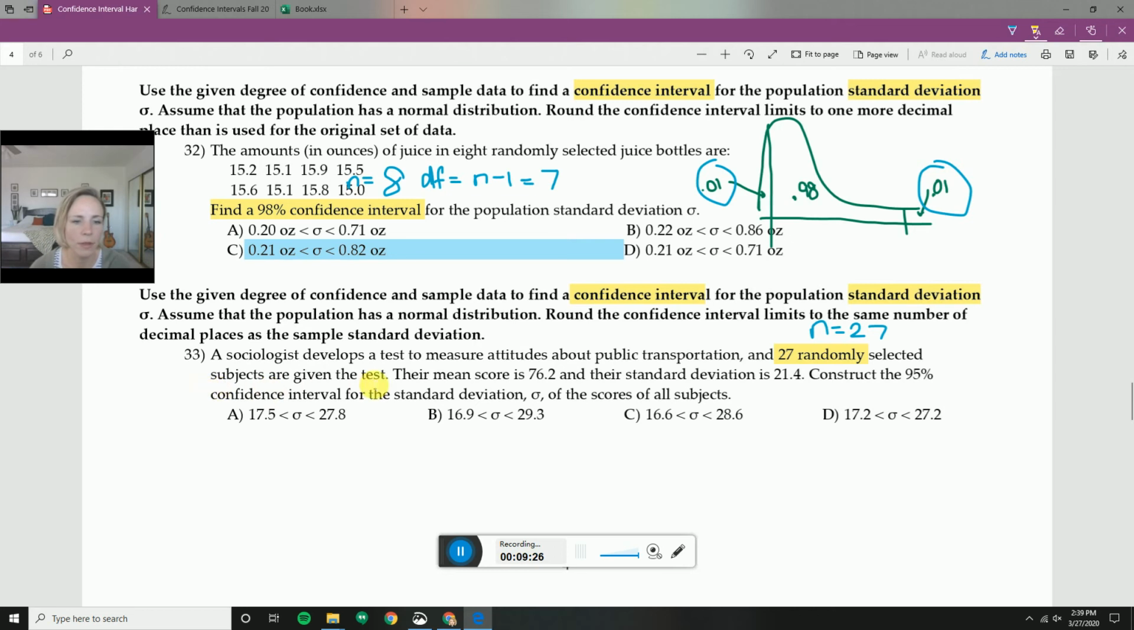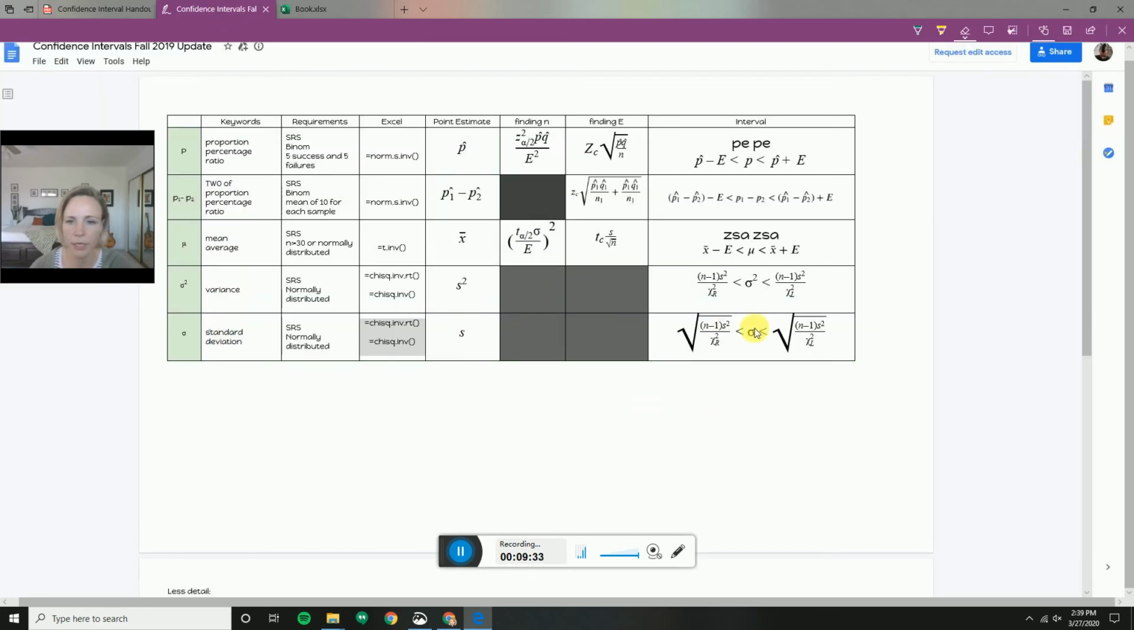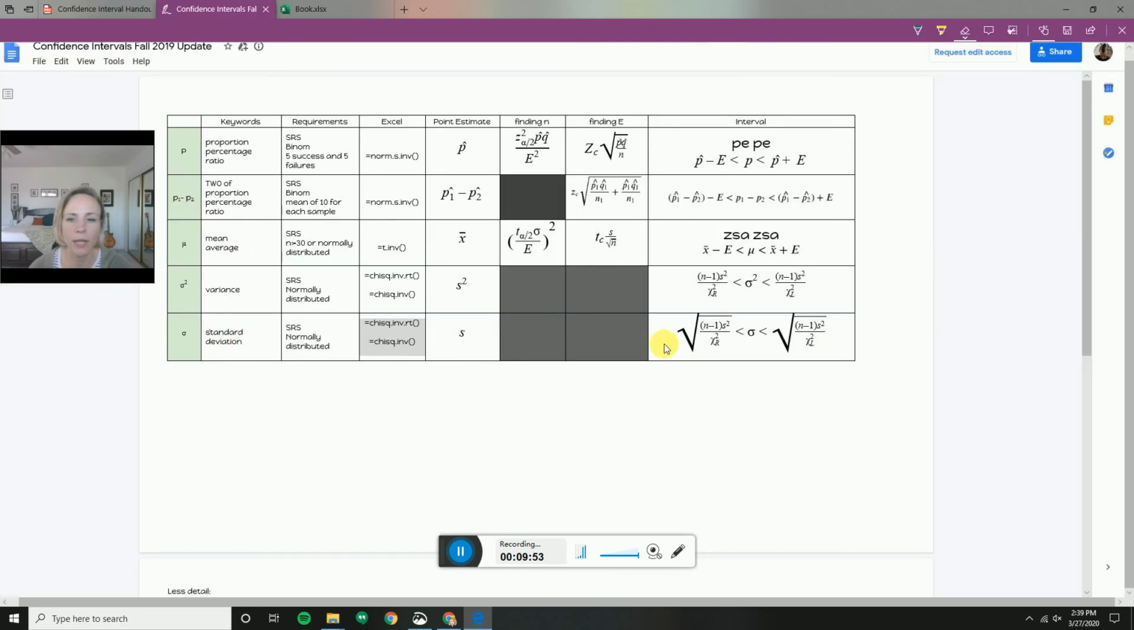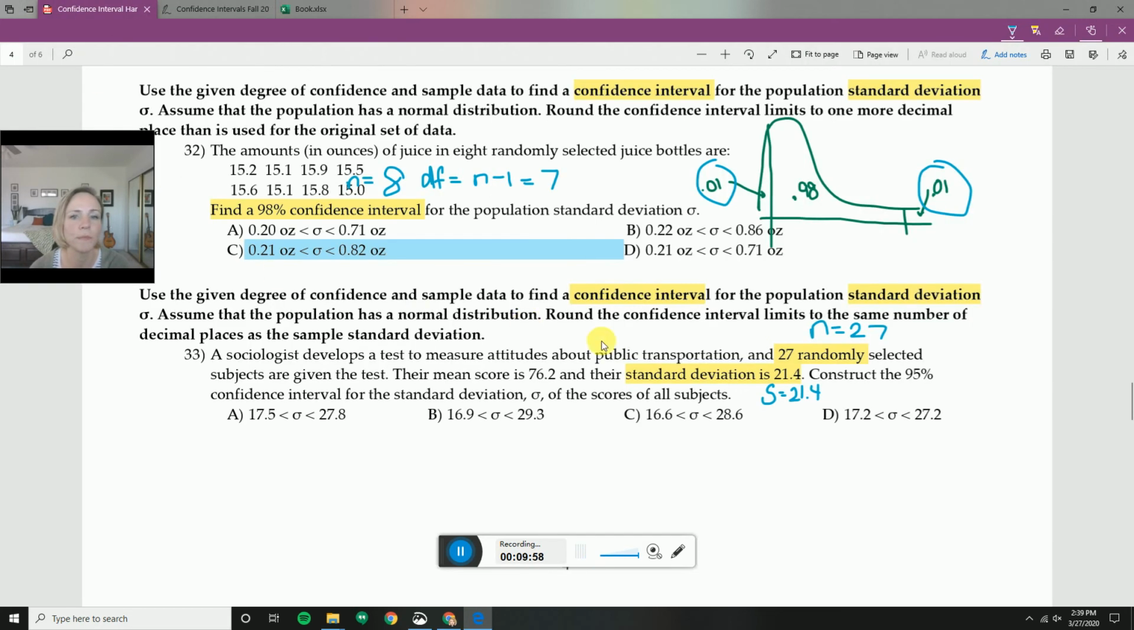Their mean score is 76.2, and before we get thrown off by that, let's go back and double check. Nowhere in here is a mean, so that is not a piece of information that I need for this problem. So I'll just skip right over it. And their standard deviation is 21.4, so that means S from the sample is equal to 21.4. I know from the calculations I just did and from the handout that S is a part of these calculations, so I don't want to skip over that piece of information.